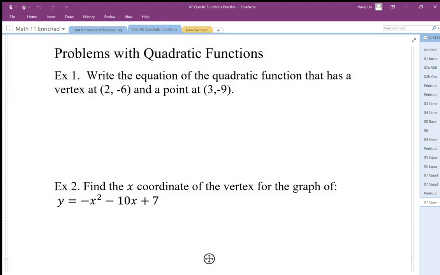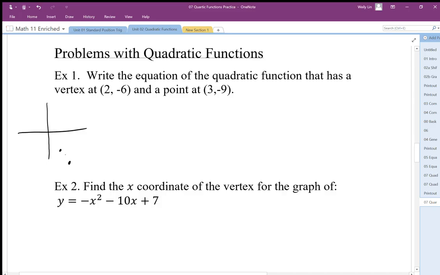So let's practice solving some of these quadratic function problems. Okay, so we're given the quadratic function that has a vertex. We know the vertex coordinate, and we're given a point. Well, if I'm given the vertex, (2, -6), maybe somewhere around here, and a point at (3, -9), I know that my graph must be an upside down parabola, something that looks something like that. Okay, so we have an idea what this graph looks like.